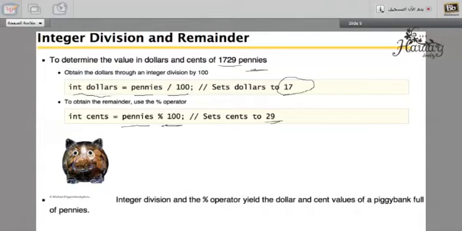So we now know we have $17 and 29 cents. Is this understood? Do you understand this one?